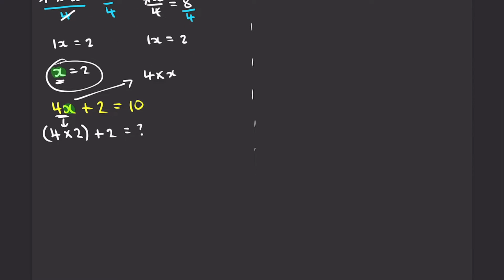So 4 times 2 is 8, and then you have your plus 2 that you need to remember. So you have your 8 plus 2, and 8 plus 2 obviously equals 10. So you can officially verify that this is correct.